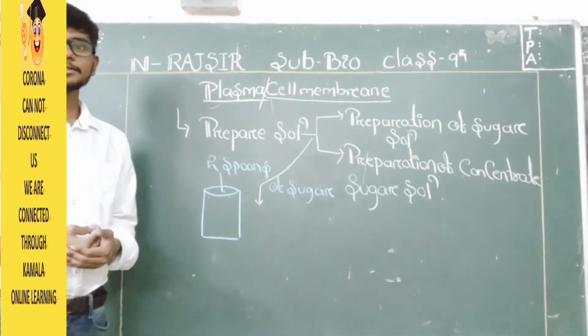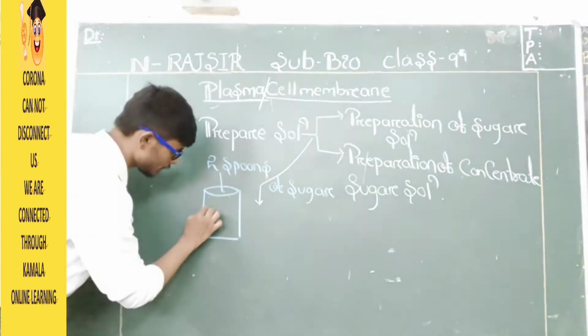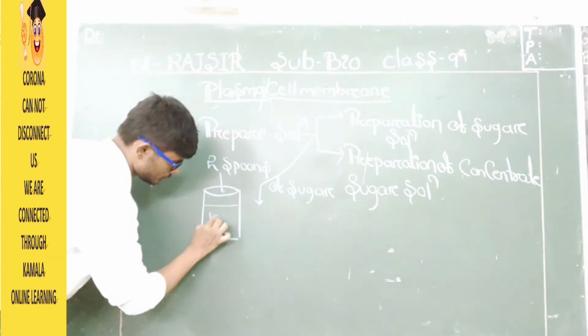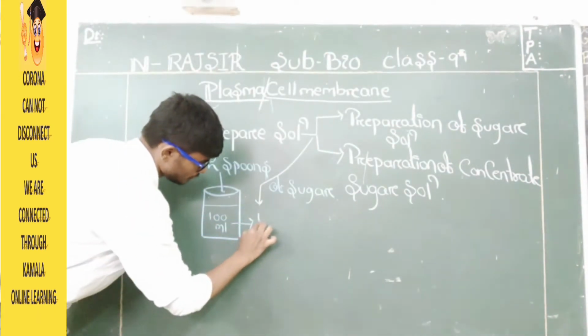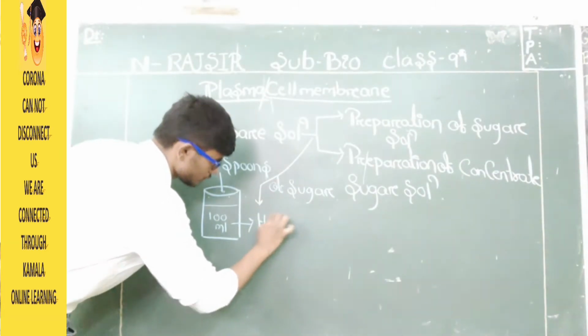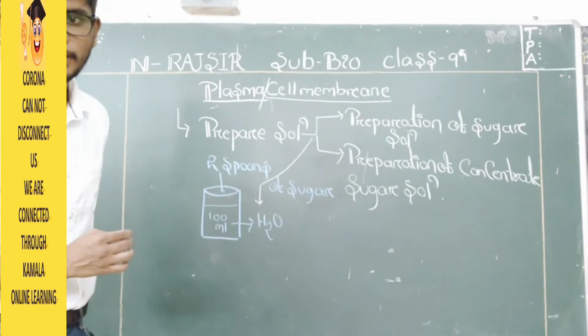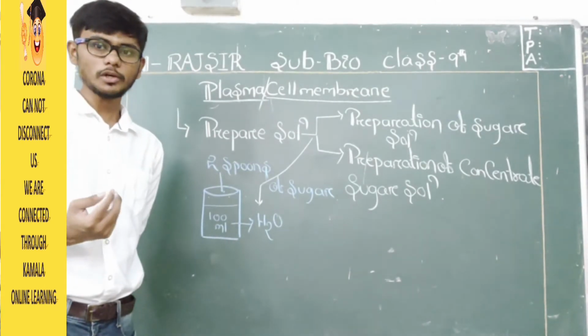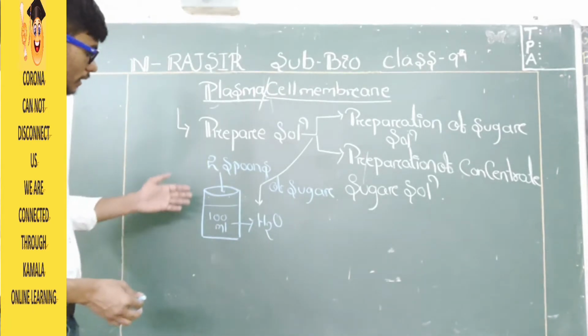What we will do, students? We will add 2 spoons of sugar in what? 100 ml of water. This is our 100 ml of water. In this 100 ml of water, we will add 2 spoons of sugar. After adding, you will see it will be dissolved.